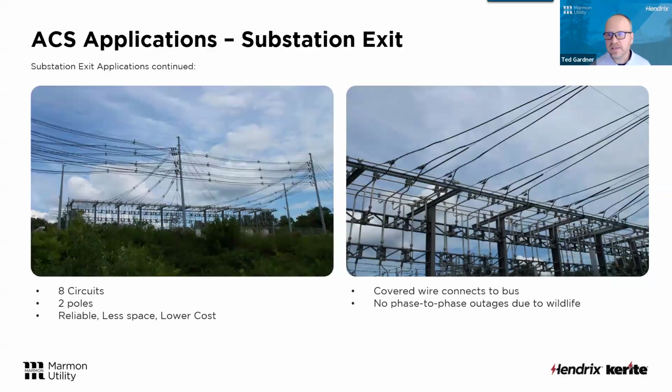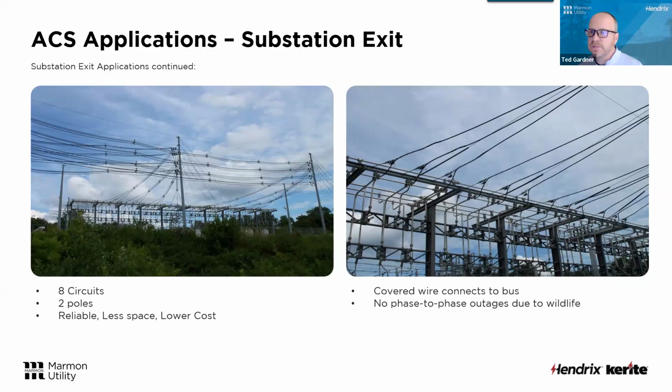This gives you an idea of what we can do. This is 8 circuits coming out of a substation. I think this is in southern Indiana, but most of the utilities I work for would only put one, some will put 2 risers on a pole. So if you've got 8 circuits, you're looking at 4 riser poles at a minimum. A lot of times, a lot of utilities will do 8.